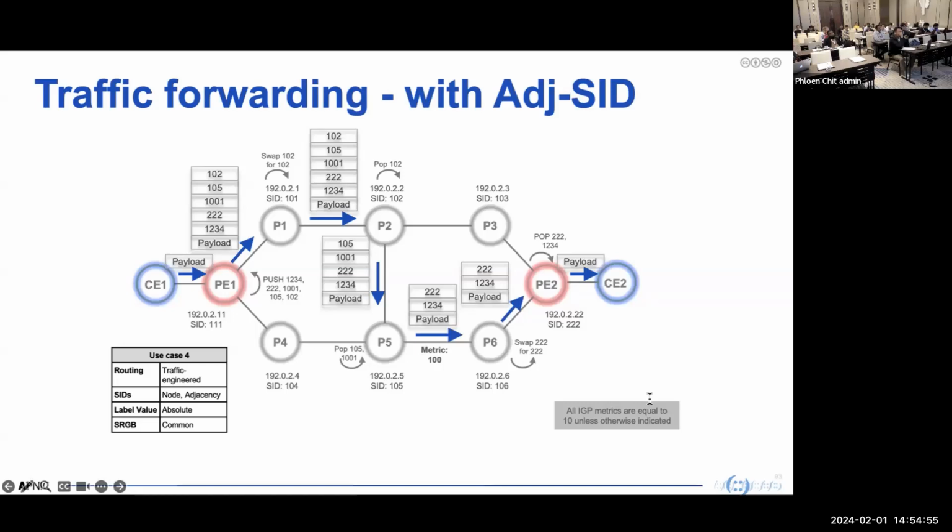102 means come to here first. 105 means after coming to here, go to P5. And then after arriving at P5, 1001 means go out through this interface. And then finally 222 means you just take the shortest path to PE2. Because from the P6 point of view, there is no other shortest path besides this point-to-point link. So it will just go to PE2 this way.